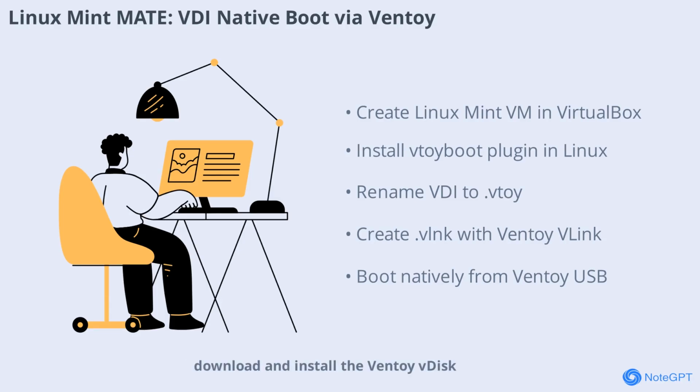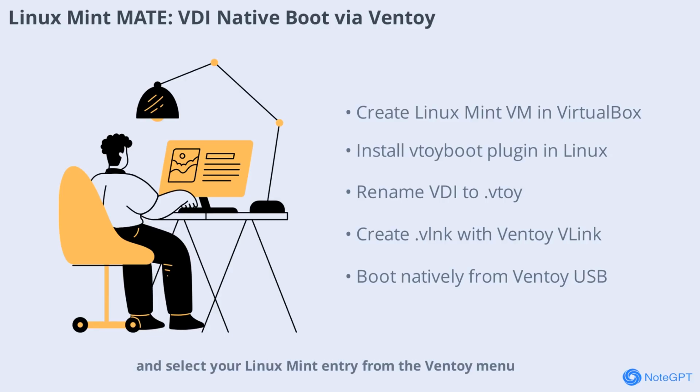Next, download and install the vDisk boot plugin VtoyBoot inside your Linux VM. This step prepares your system for native booting. After shutting down, rename your VDI file to add the Ventoy extension, then use Ventoy's vlink feature to create a vlink shortcut pointing to your Ventoy file. Copy this file to your Ventoy-enabled USB drive.